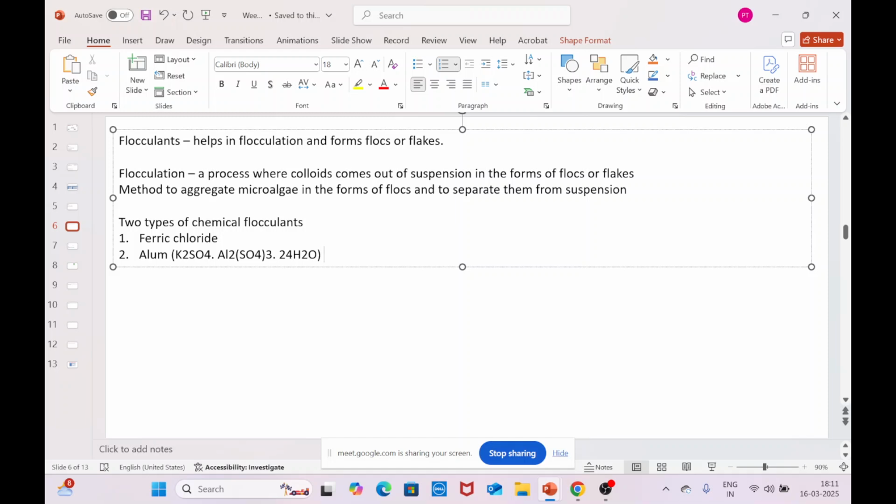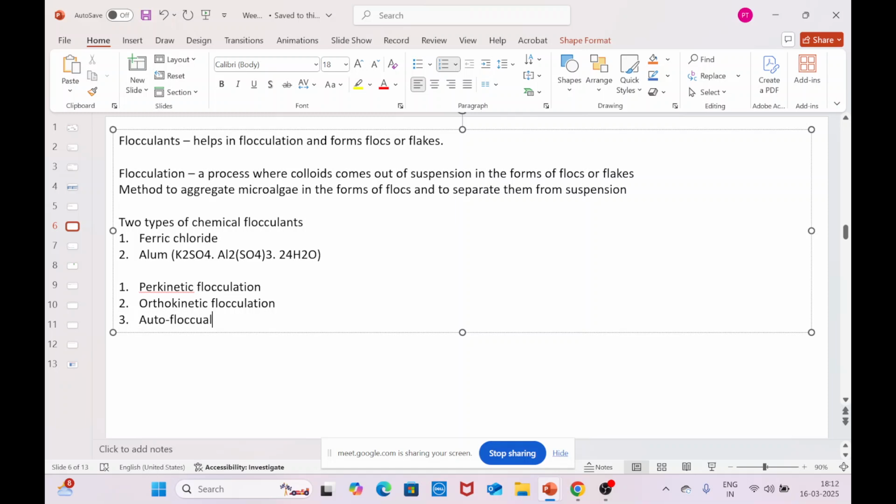Now in this flocculation itself, there are different types of flocculation. One is the perikinetic flocculation, and another one is the orthokinetic. Apart from that, you have another one. So in total you have three. You have something called autoflocculation. So perikinetic flocculation, any idea what that is?